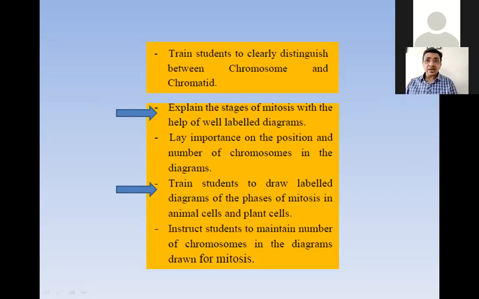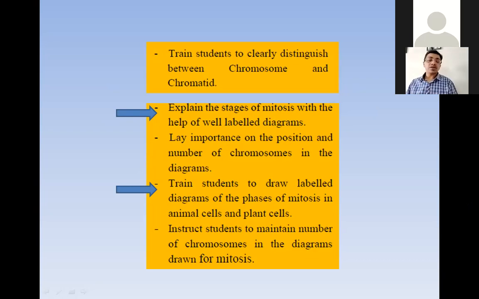One thing is very clear: each and every student must be able to clearly distinguish between a chromosome and a chromatid. A chromosome is a condensed, compact structure of DNA or chromatin fibers that come together. But when this chromosome divides, its duplicated copy stays attached at a junction on the centromere, and that is where we call them chromatids.